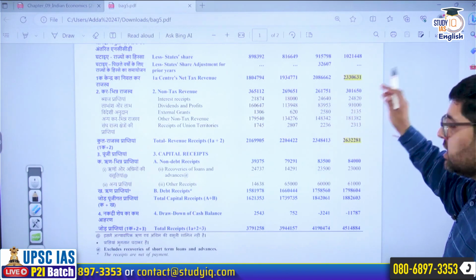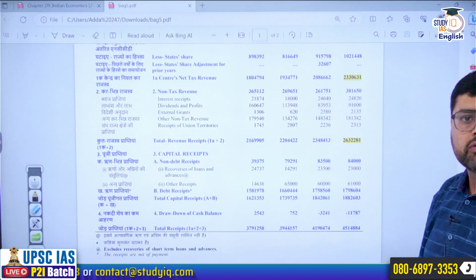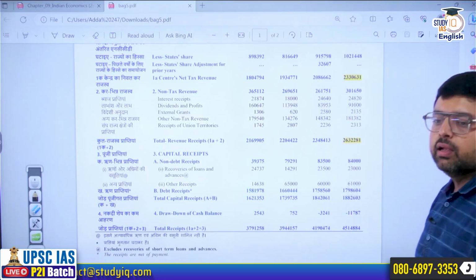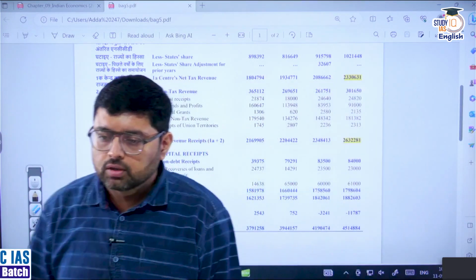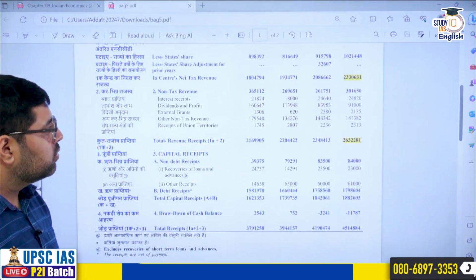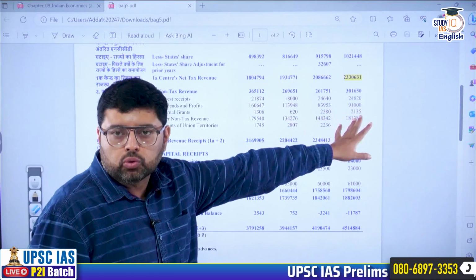Interest paid is around 10 lakh crores, in the range of 10 to 11 lakh. But what we are receiving is 24,000 crore, or you can say 24,820, so near to 25,000 crore.